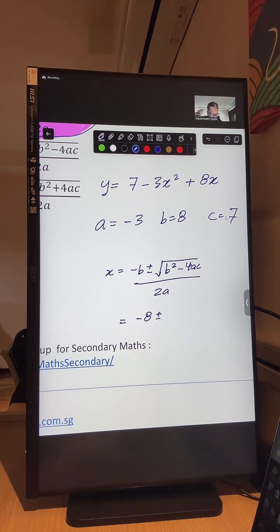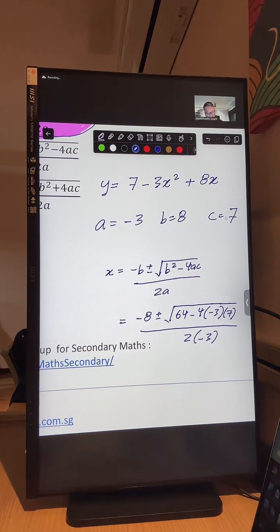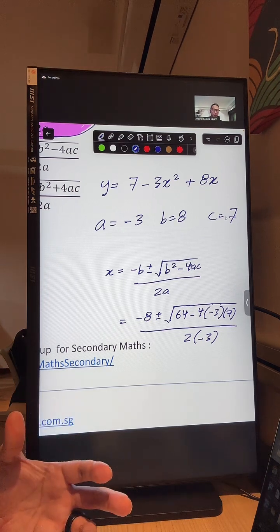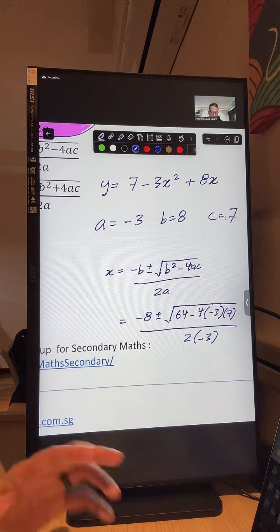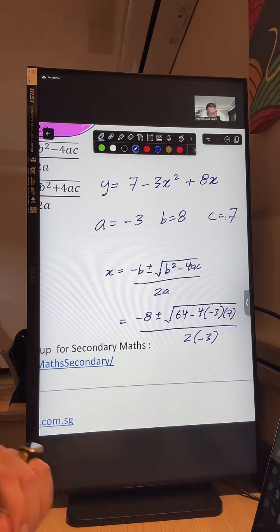Plus minus. Okay, this one is a bit tricky. A lot of students falter at this point here. B squared, so what's b squared going to be? B squared is going to be 64 because 8 times 8 gives me 64. Minus 4 bracket negative 3, c is 7, over 2 bracket negative 3. So very important: if your a, b or c has a negative in it, you have to put in the negative sign. Don't forget the negative sign.